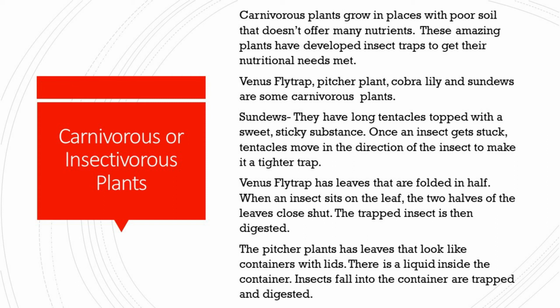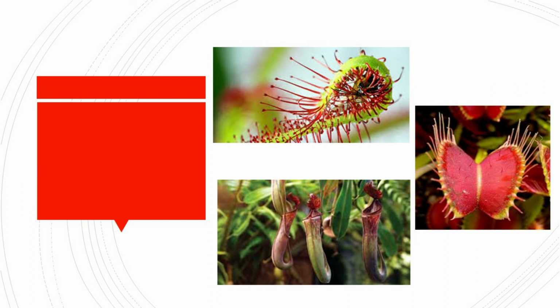Now the third type of insectivorous plant is pitcher plant. Now pitcher means like ghada. They are long pitcher type leaf like structure, and they are also having a lid. There is a liquid with substance inside it. When insects fall into the container and the pitcher plant, the leaves are shut and the insects are trapped inside and then digested by the pitcher plants. So these are carnivorous plants. You can see here the pictures of carnivorous plants.